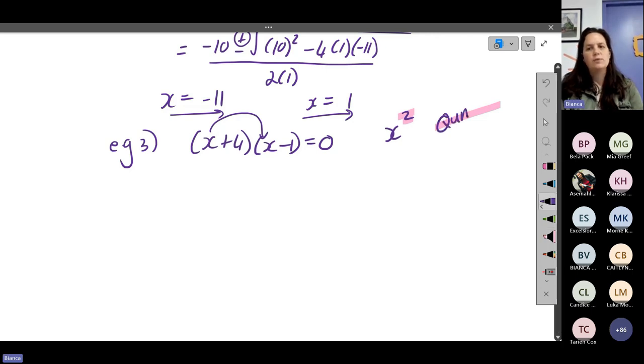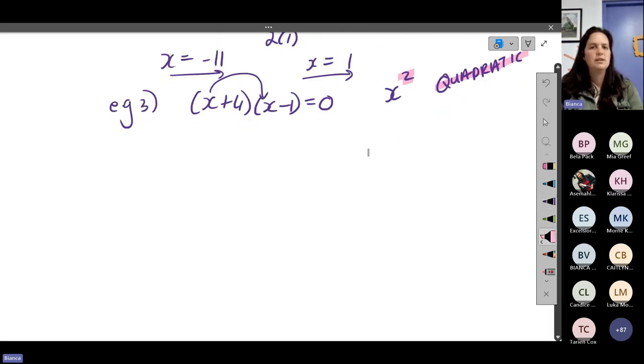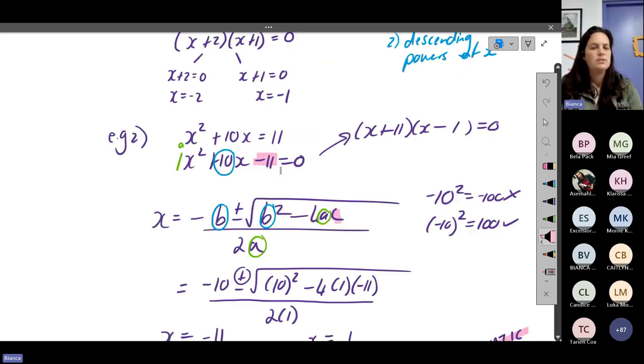Now, what is tip 1 for solving a quadratic equation? Standard form, right? And then what do you do after it's in standard form? Once it's in standard form, once it's equal to 0 and in descending powers of x, what is the next thing you do? Factorize, right? How do you know when something is factorized?